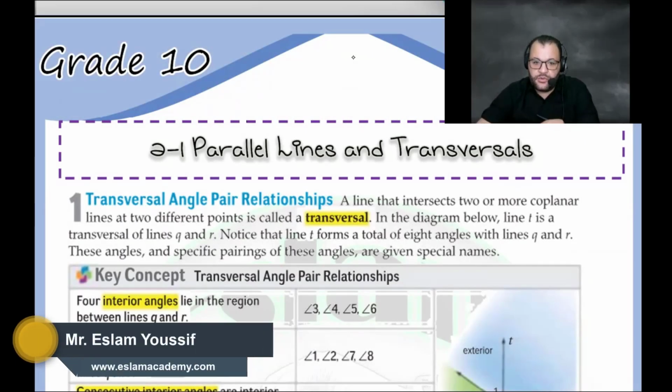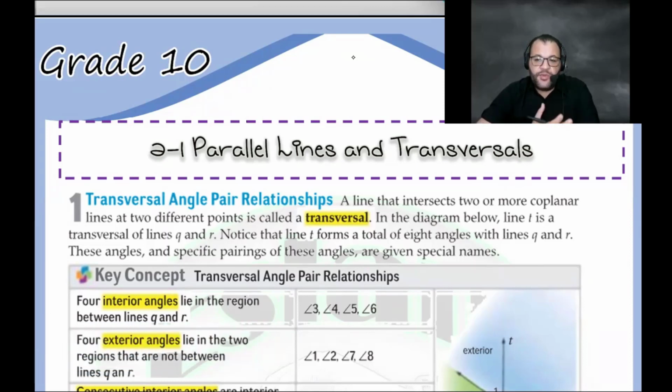Today, inshallah, we'll talk about the parallel line and the transversal. What is the meaning of parallel lines? There are two lines that do not intersect. Two lines drawn on the same plane and they will never intersect. There is no common point between them.